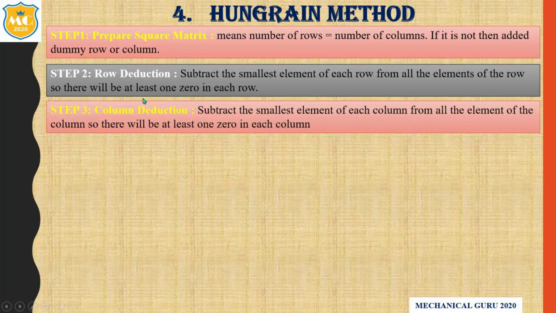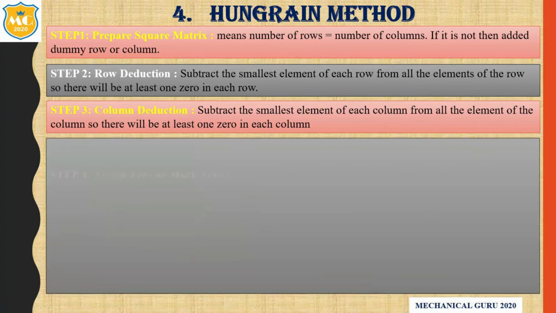Step number 3, column deduction. Same, subtract the smallest element of each column from all the elements of the column. So there will be at least one 0 in each column. Next step, assign 0 and mark 0. One more thing, when step number 2 and step number 3 are completed, in the matrix, in each row and in each column, at least one 0 is there.